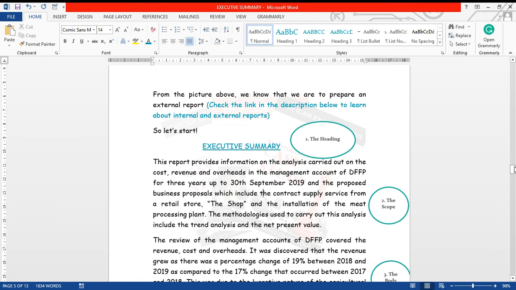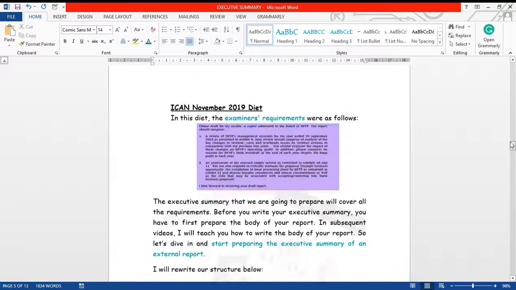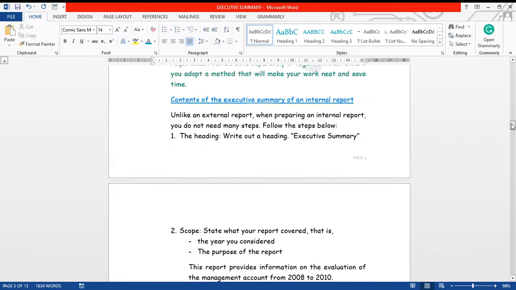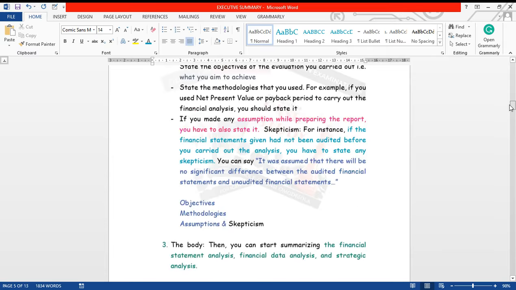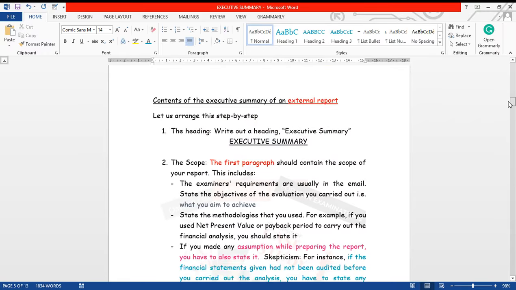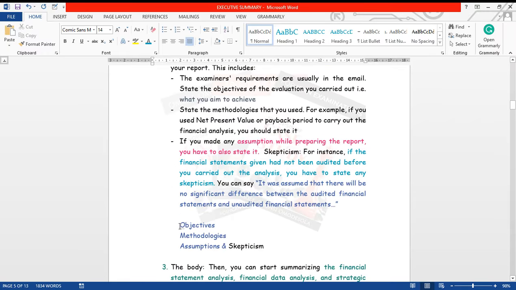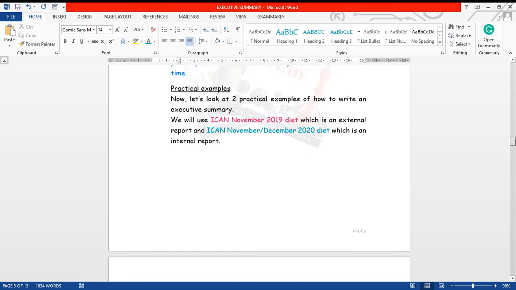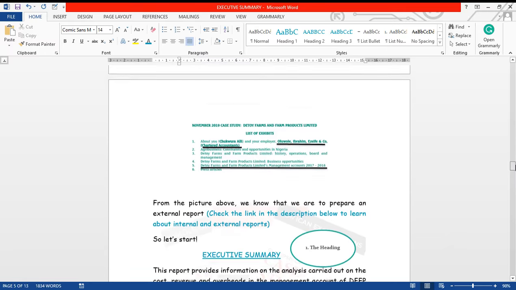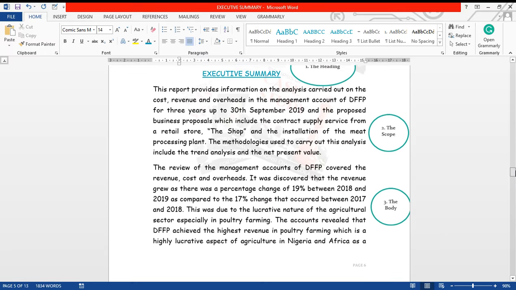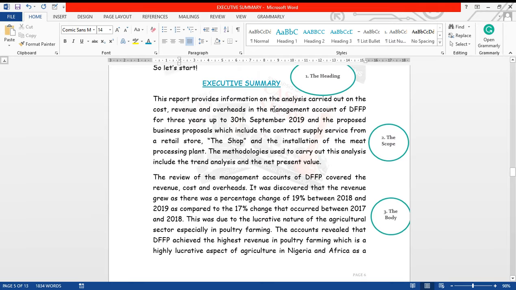That's your scope, right? Remember that we said in scope, if you can remember clearly, let's go back a bit. For the executive summary of an external report, we said you have your objective, methodologies, and assumptions. We've talked about this earlier. So now let's go back. That's good. So you have: this report provides information on the analysis carried out.